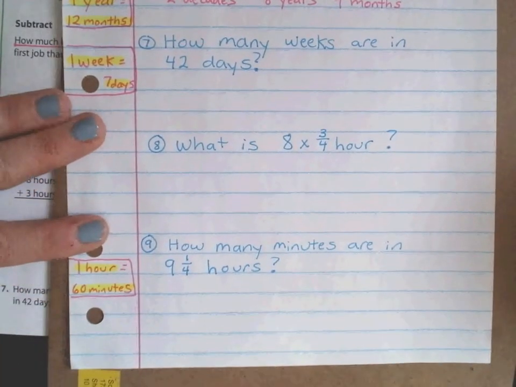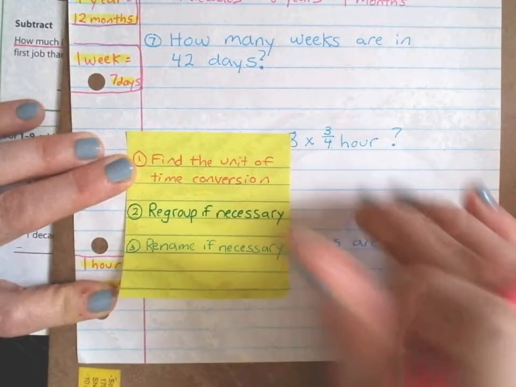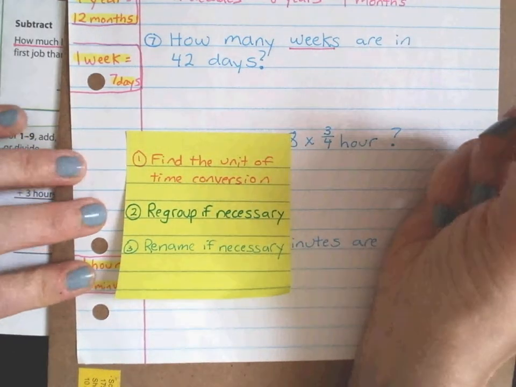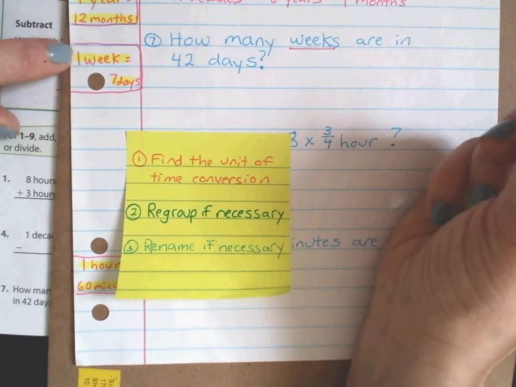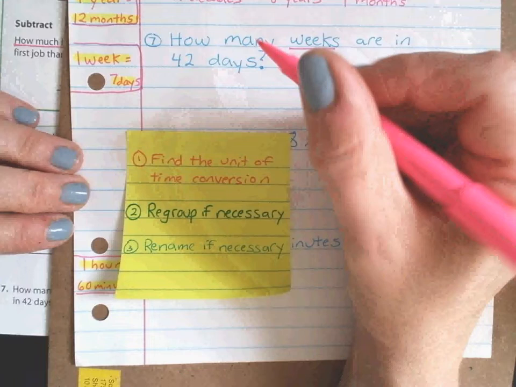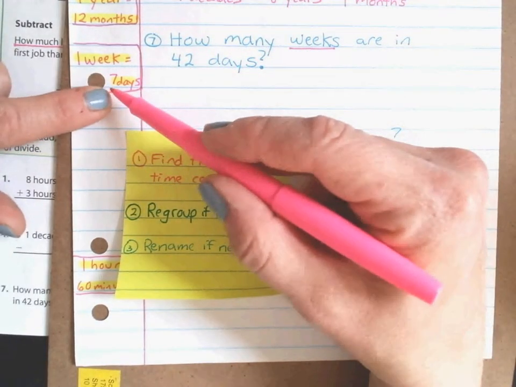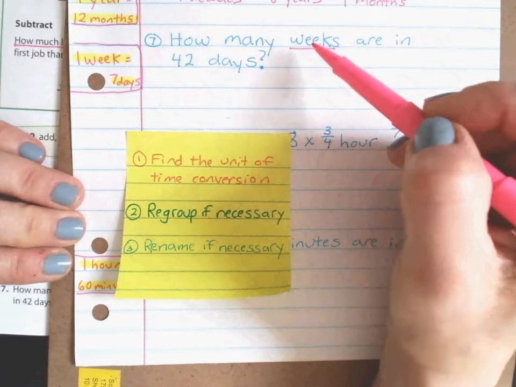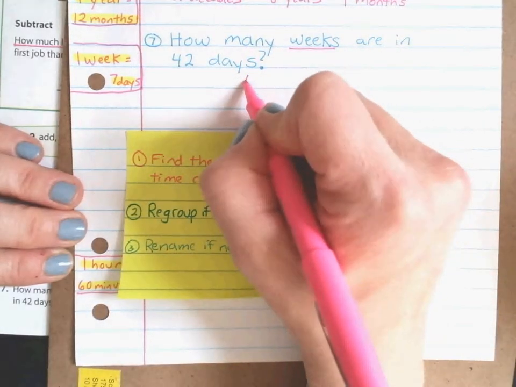So let's finish this up. The next 3 problems. Number 7. It says how many weeks are in 42 days. So here you can see 1 week is 7 days. So I need to figure out how many weeks are in a day. So there's more days than weeks. So if there's more days than weeks, I need to divide.